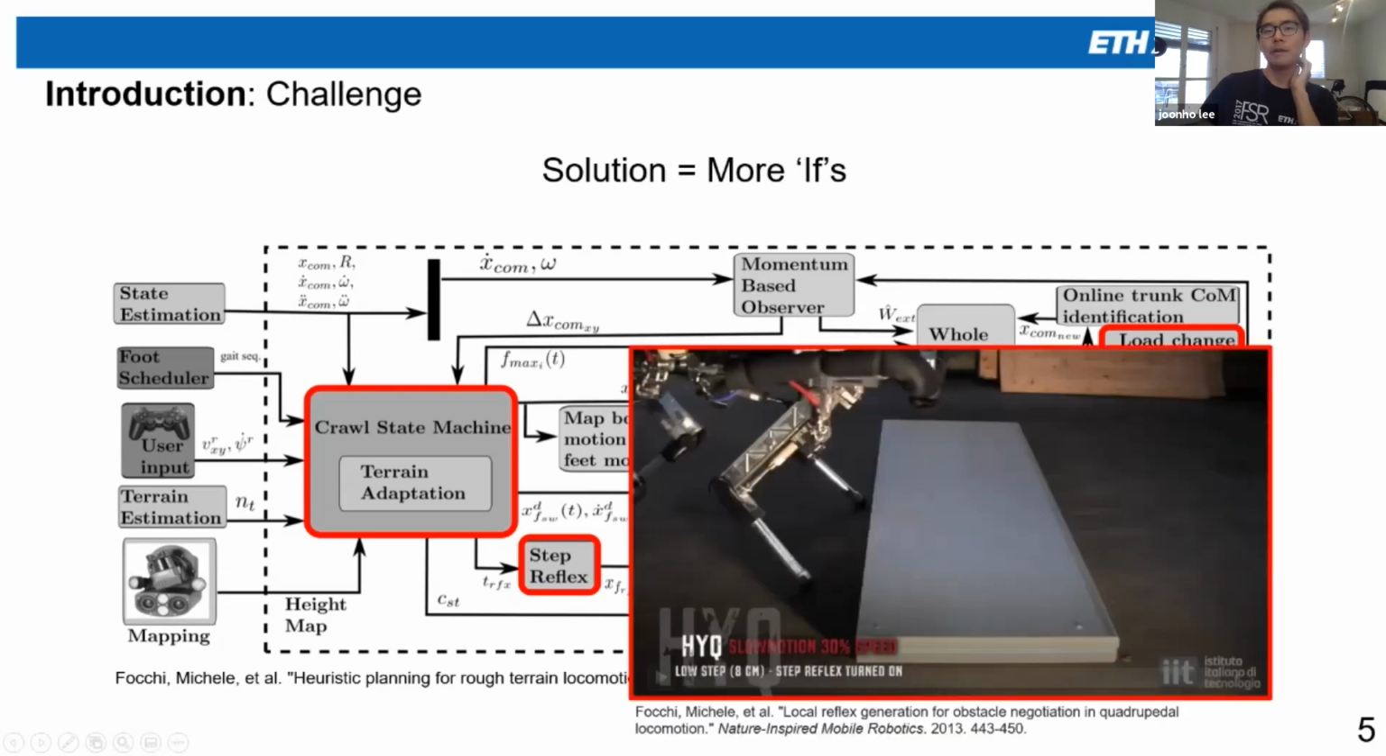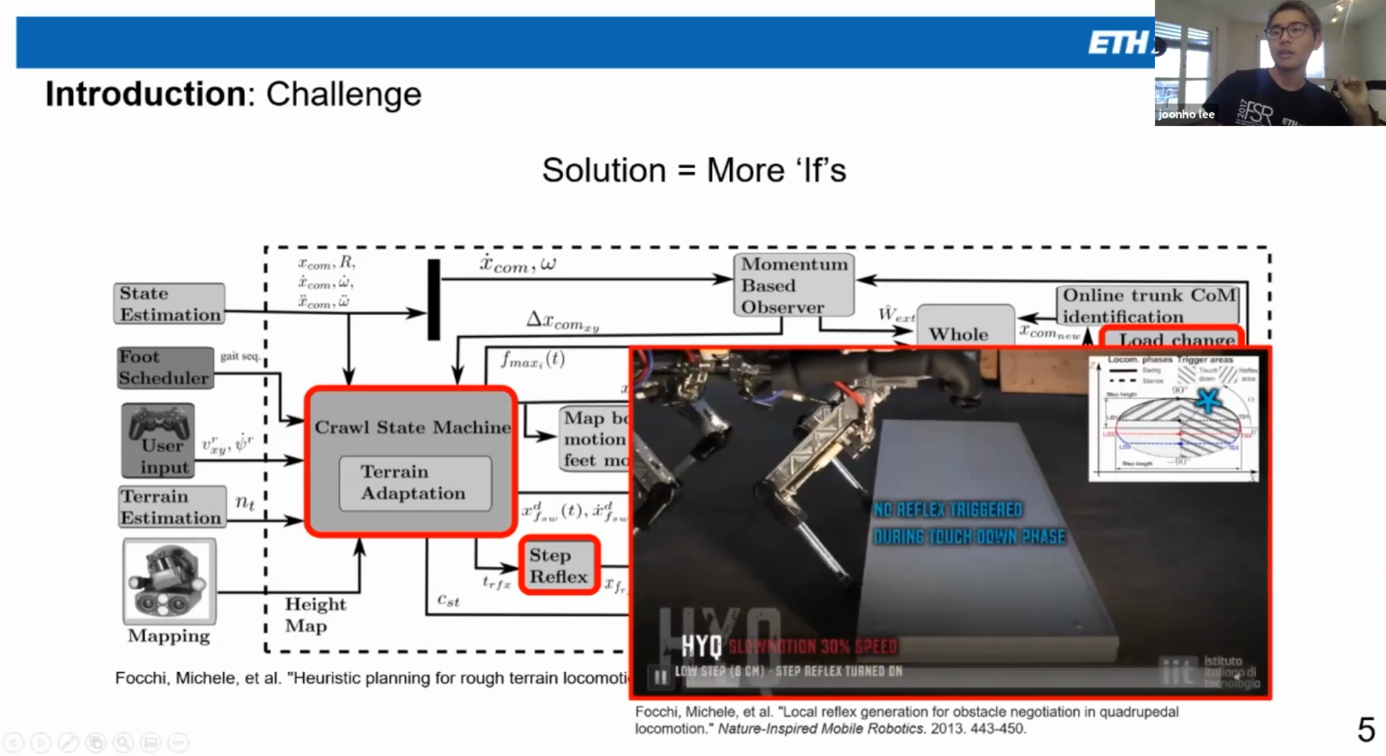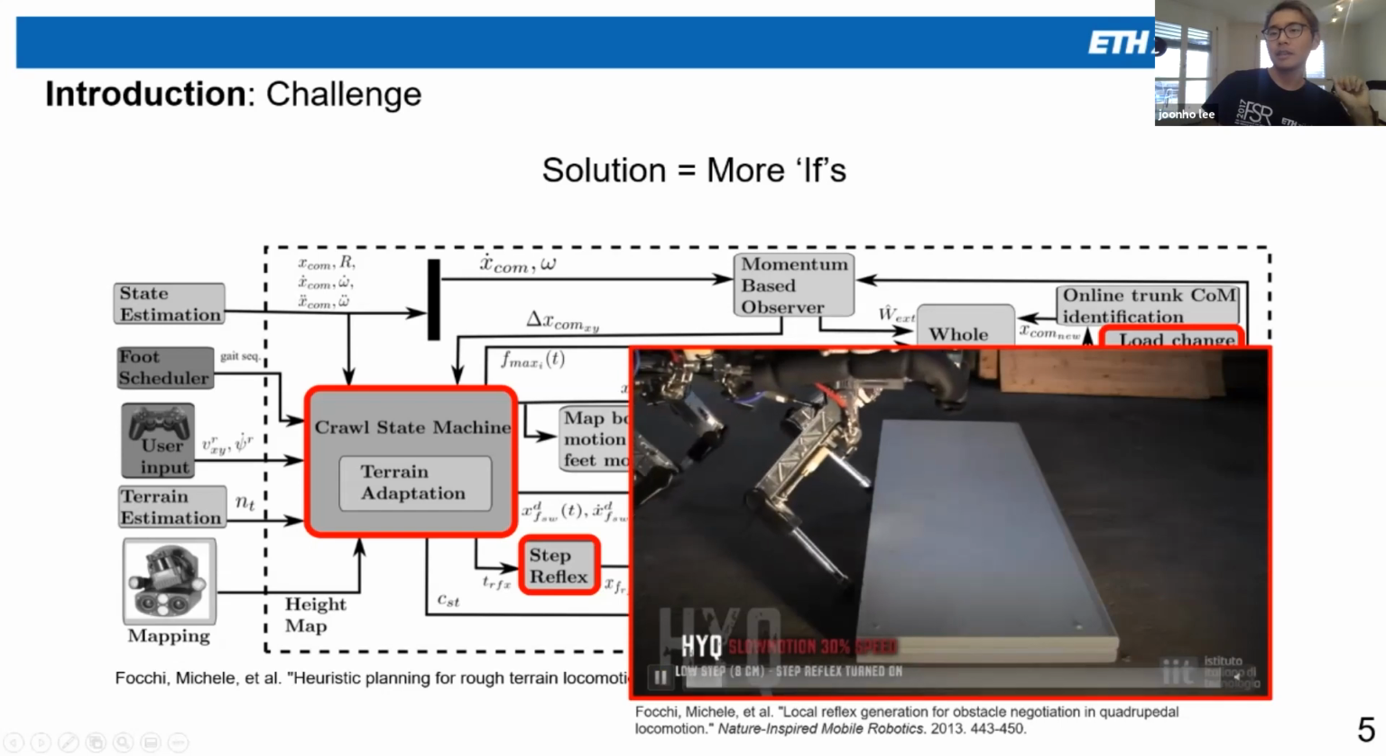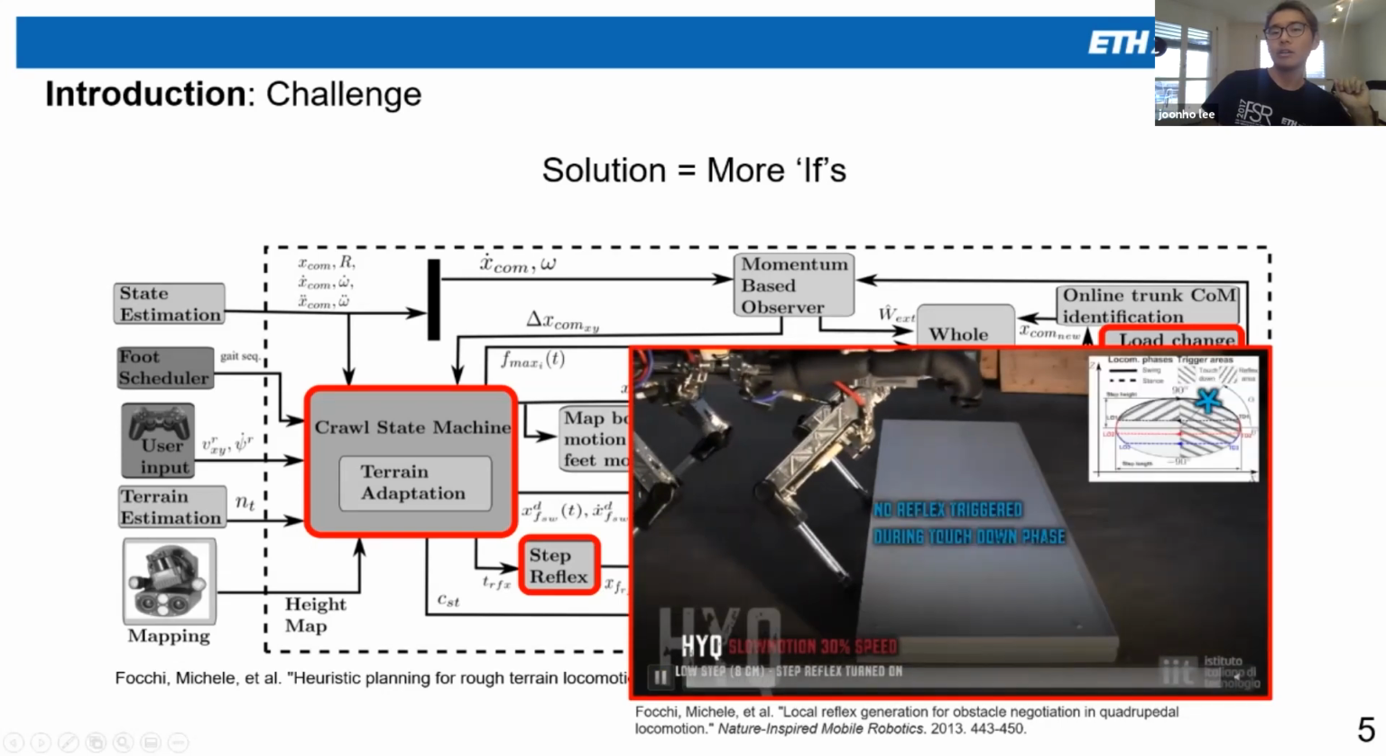For example, this step reflex: when the robot walks over the terrain, sometimes it makes undesirable contacts like here. When a foot gets stuck in small obstacles like this, if you can't react to it immediately, the robot might fall over. And even if you have perception, there can be errors between the perceived terrain and the model inside, so this kind of foot trapping can easily happen.